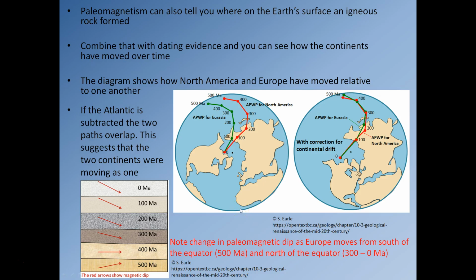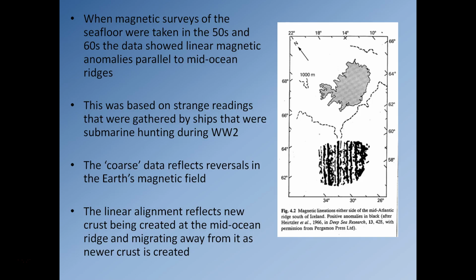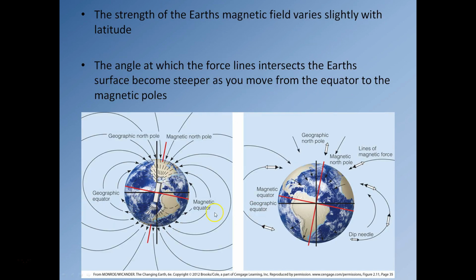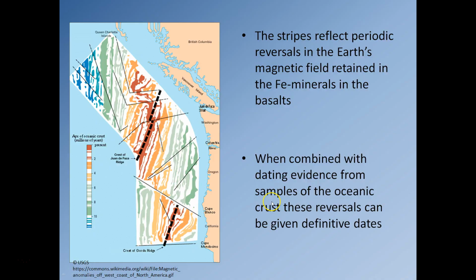Now, this is useful, but it's also useful for another reason. We can use the Earth's magnetic field to work out where a rock was on the Earth's surface when it formed. So if we just zip back to this diagram here, as I said, the angle at which the Earth's magnetic field intersects the surface changes. So when you're towards the equator, the angle is relatively shallow, and when you're towards the poles, the angle is relatively steep. Okay, so we can actually measure that in the lab.